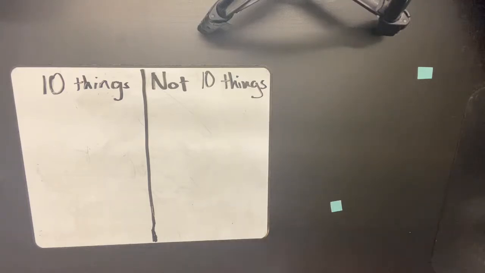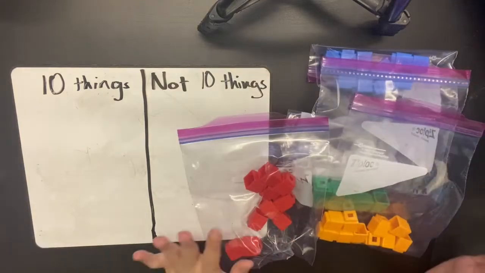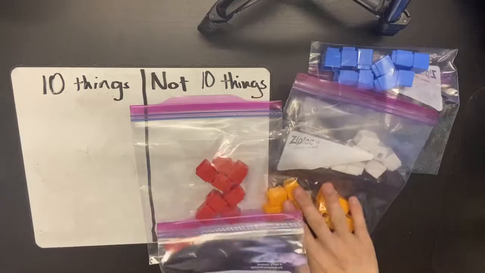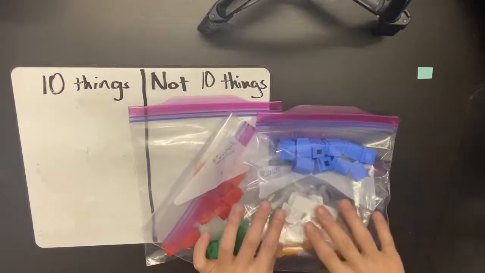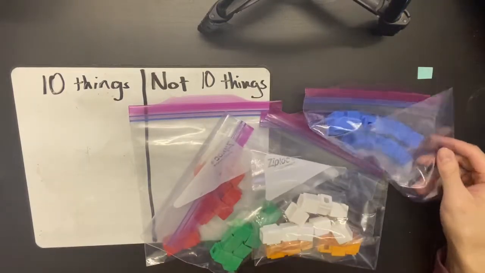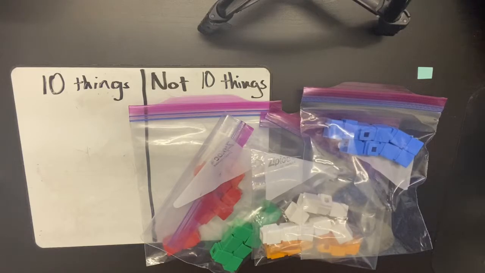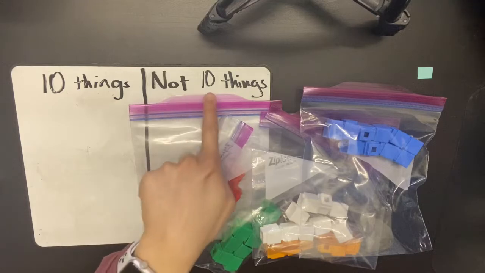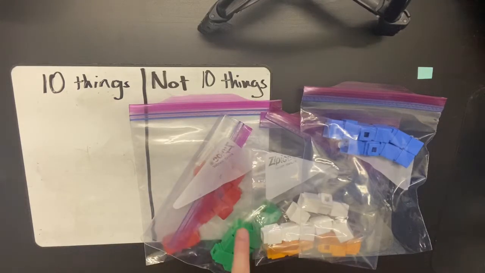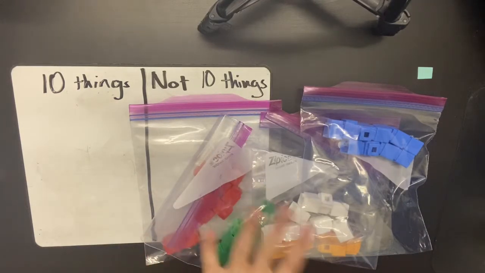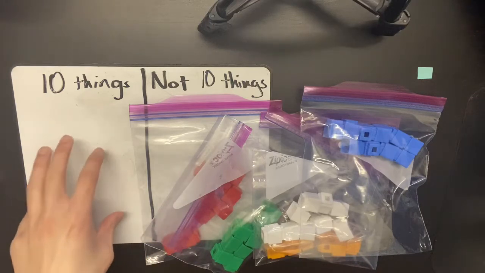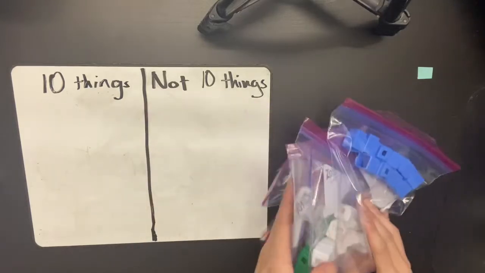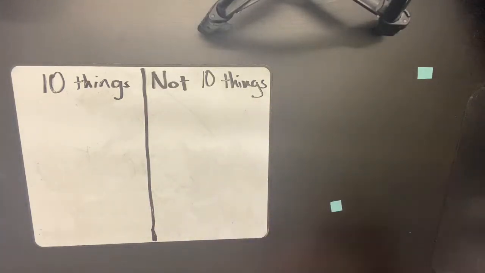So I have here some bags of these cubes. Okay, so I got lots of colors. I got red, green, orange, blue, and white. Okay, so I need your help sorting these into things that have 10 and not 10. So we're gonna count all of these cubes and we're gonna do it one bag at a time, okay? And you're gonna help me put it either under 10 things or it doesn't have 10 things, okay? So let's start with the red one.